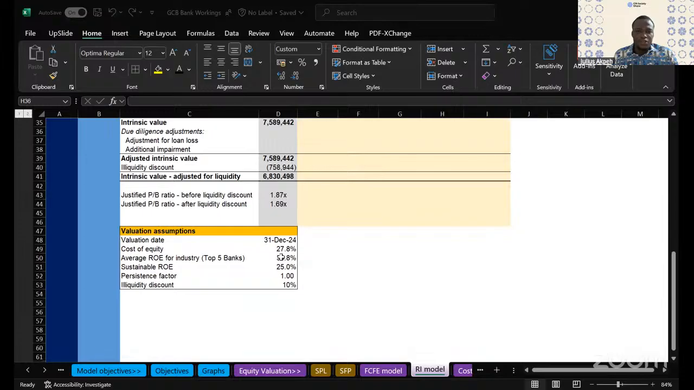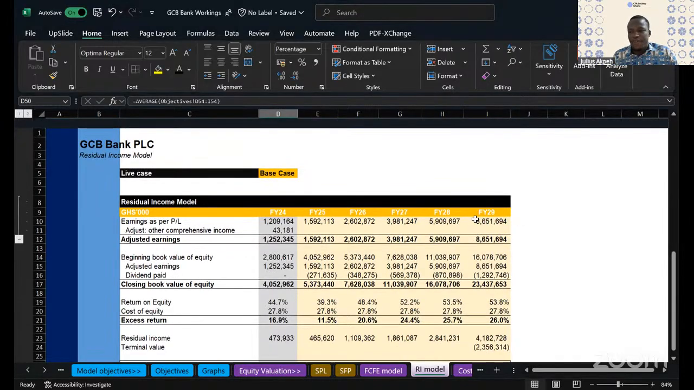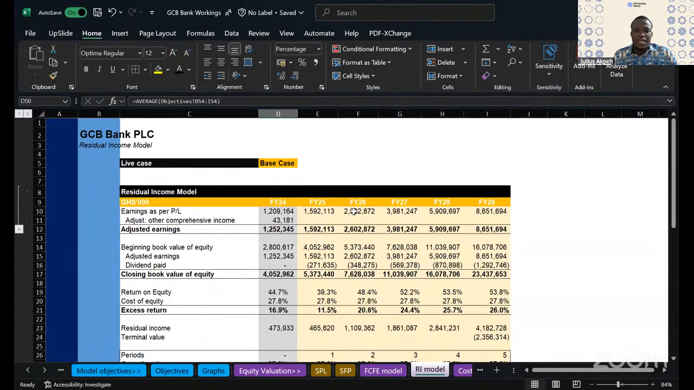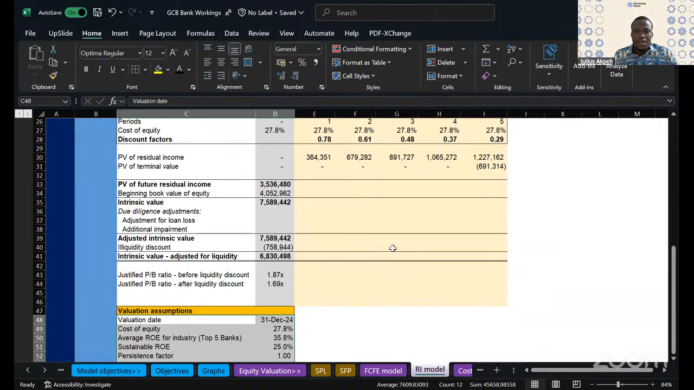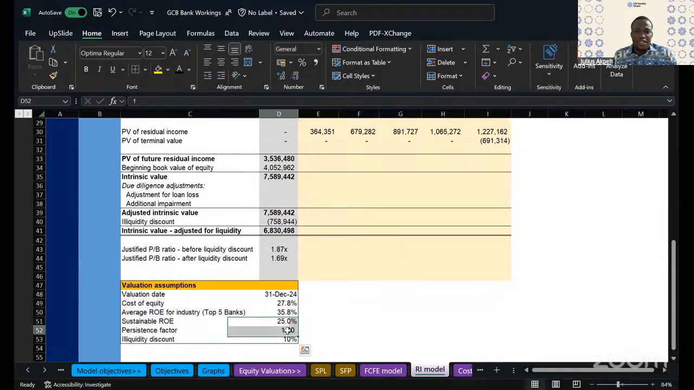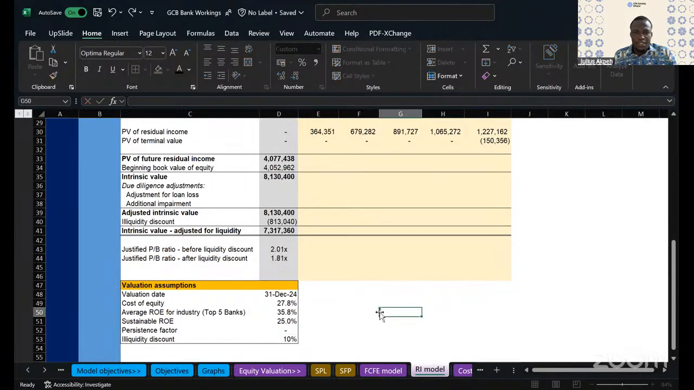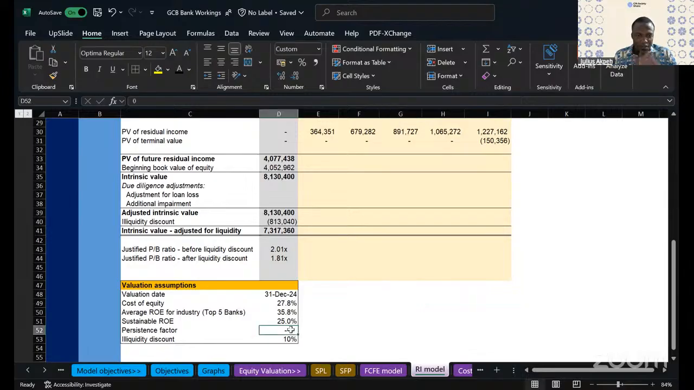Now, you see, guys, these are just some few assumptions I play with. We are not saying these are the final numbers, as far as the valuation assumptions are concerned. Now, if I change the persistence factor, this persistence factor is showing that residual income will not persist beyond this point. If I change it to 0.5, check what will happen. You see, it has increased. If I make it 0, which means residual income will persist forever, you see what happens? Okay, so let it still be at 1 for now.